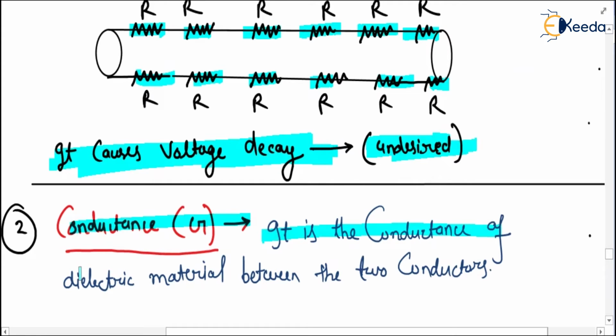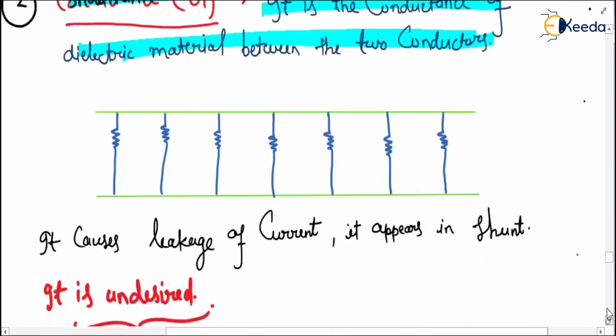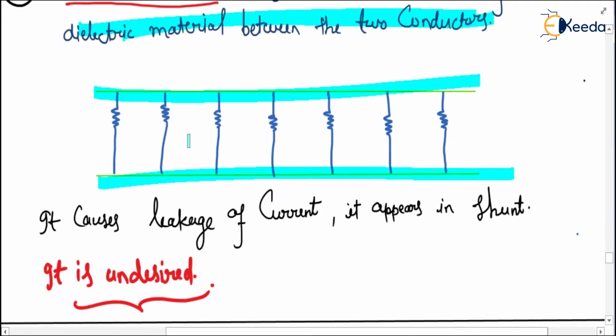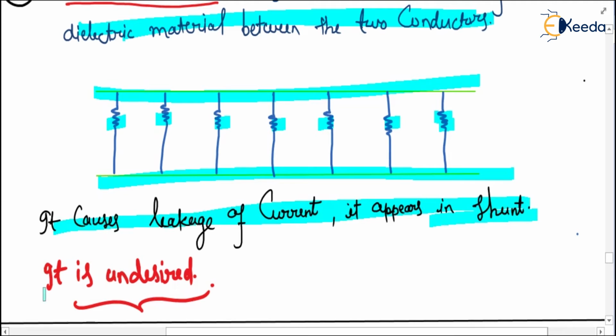Conductance, it is the conductance of the dielectric material between the two conductors. If these are the walls of the transmission line, the conductance is due to the dielectric material which is present between these two conductors. So it causes leakage of current and it appears in shunt. It is also undesired.